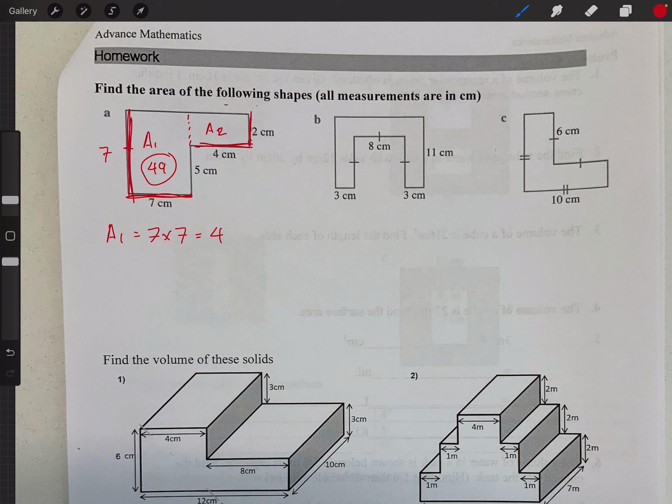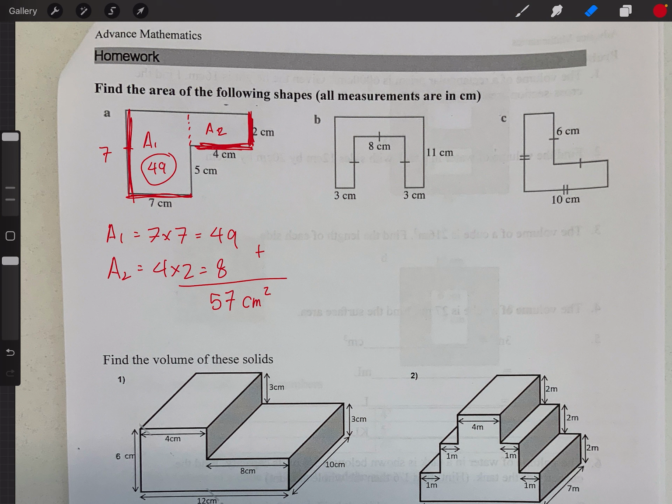A2 is the length, which is 4, times the width, which is 2, and that gives us 8. Now the total area, we just add them together and we get the answer is 57 centimeters squared. Area must have a unit of centimeters squared, so in this case it's centimeters squared.